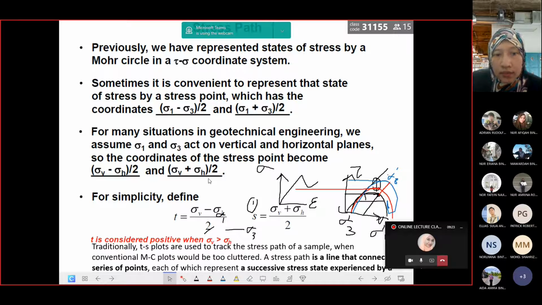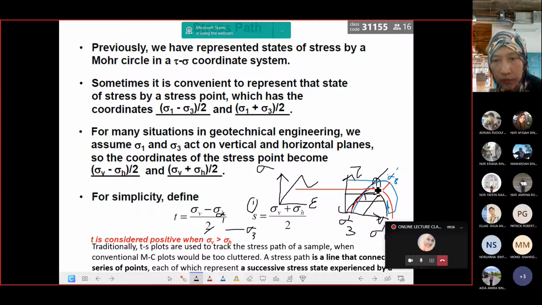Okay, what exactly is the stress path? A stress path is a line that connects a series of points, each of which represents a successive stress state experienced by a soil. So, that is what we mean, and the maximum shear stress can be transformed in different stress space, where we take the values of the maximum stress points on each circle.